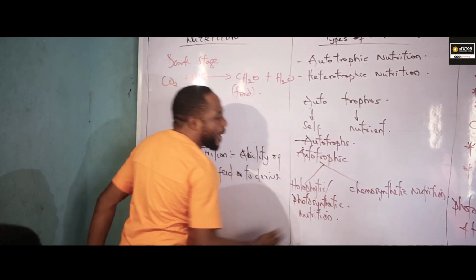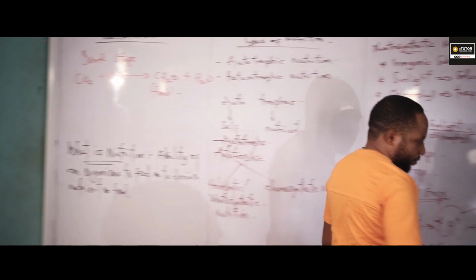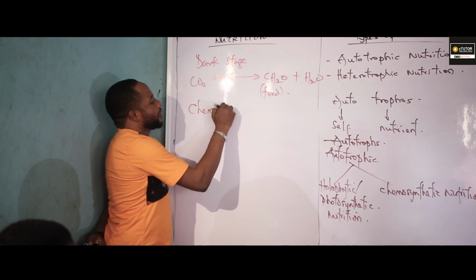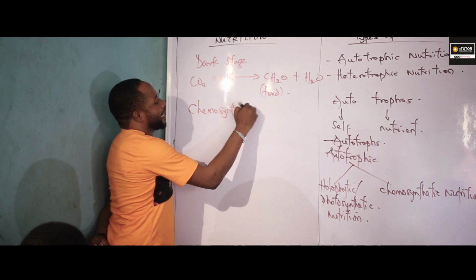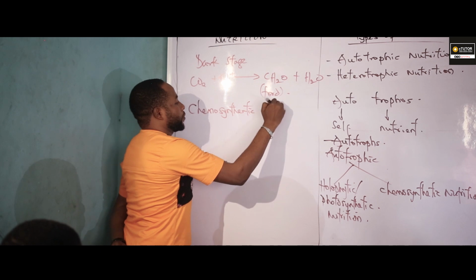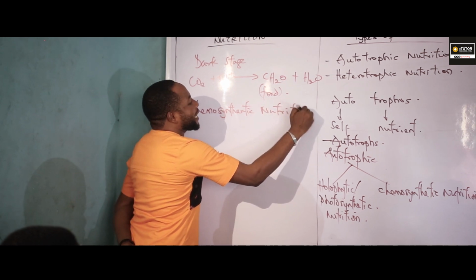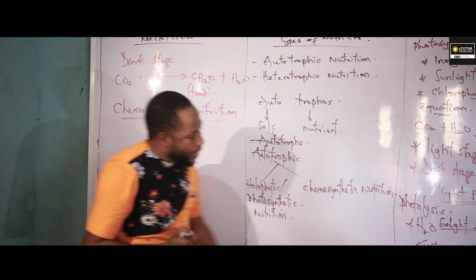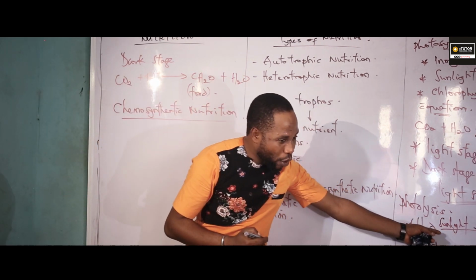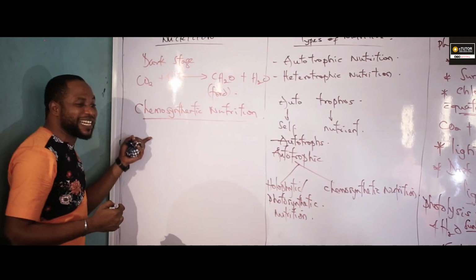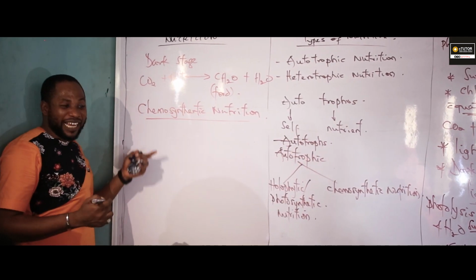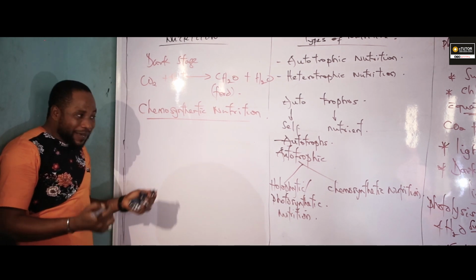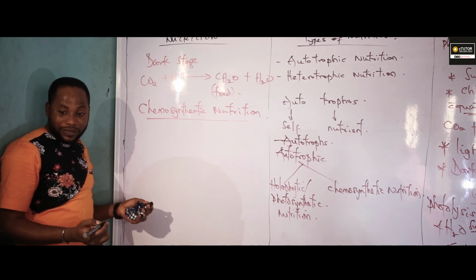So let's go to the second type of autotrophic nutrition. We call it chemosynthetic nutrition. Now, unlike the first one, photosynthetic nutrition, where plants make use of sunlight to get the energy, under chemosynthetic nutrition the energy used is chemical energy from inorganic substances. Are you getting me now?